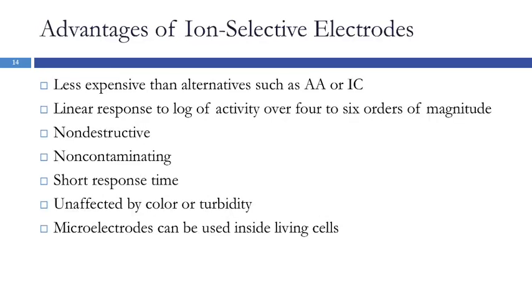So some advantages of ion-selective electrodes. They're going to be much less expensive than competitive alternatives such as atomic spectroscopy or ion chromatography. Right? You don't need this big setup and a computer and all of this stuff. You need a meter and an electrode.